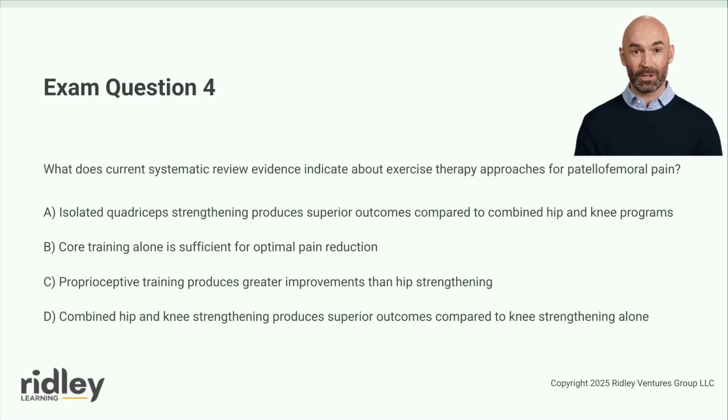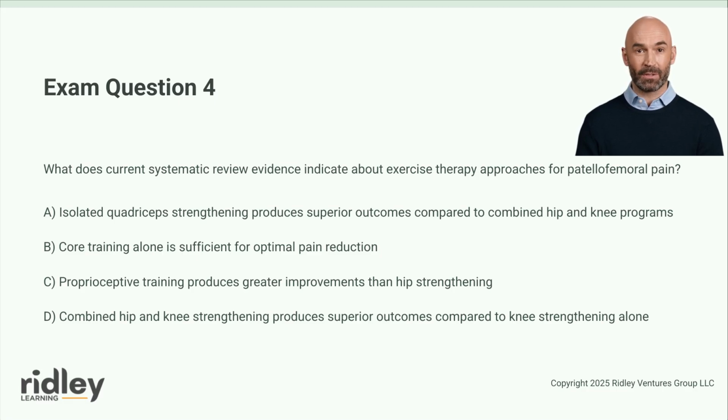While traditional approaches emphasized isolated quadriceps strengthening, current high-level evidence demonstrates that combined hip and knee strengthening programs produce superior outcomes. Specifically, integrating hip abductor and external rotator exercises alongside quadriceps strengthening leads to greater improvements in both pain and function compared to quadriceps-focused programs alone. This makes biomechanical sense when we consider the kinetic chain relationships between the hip and knee.